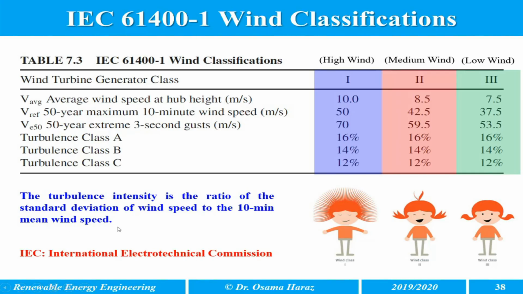We can see that for high wind, that means class I, the first class, the average wind speed is highest, and also the V reference and VE50 are the highest ones, while the turbulence is selected to be fixed for all three classes. IEC stands for the International Electrotechnical Commission.